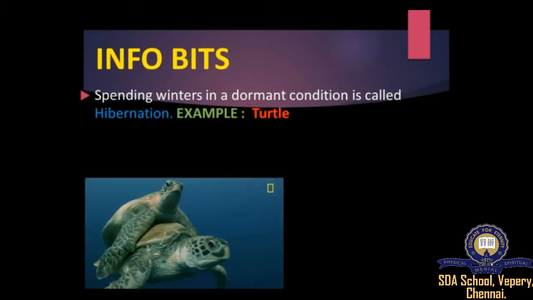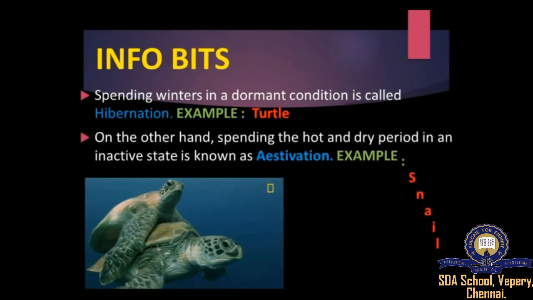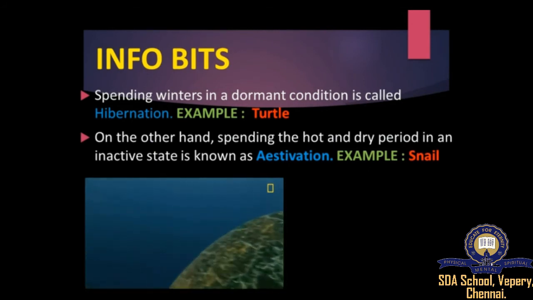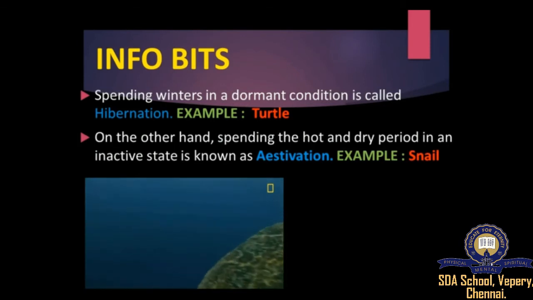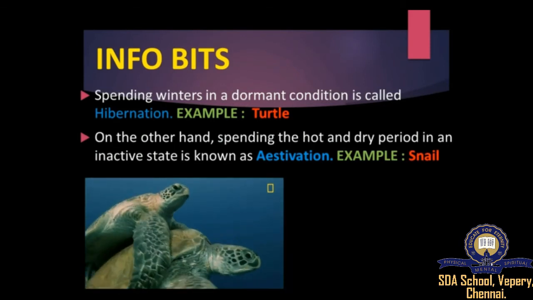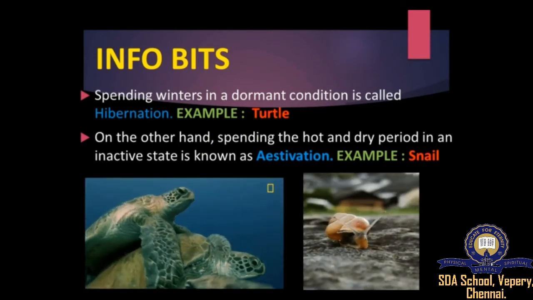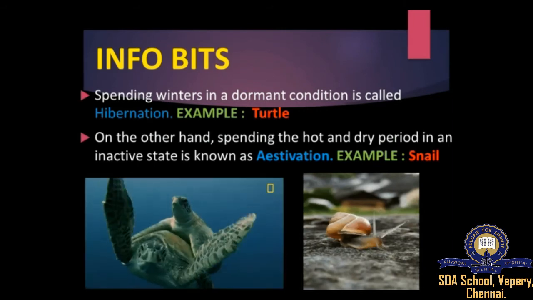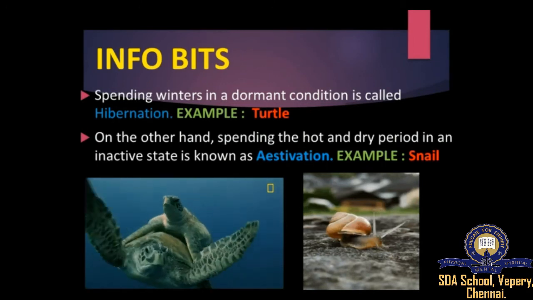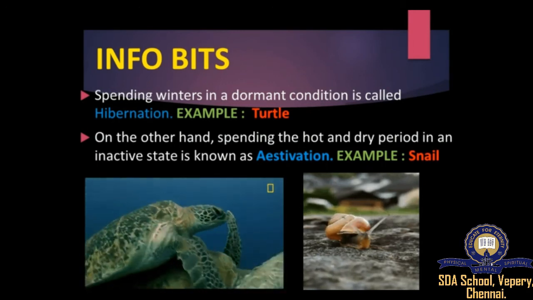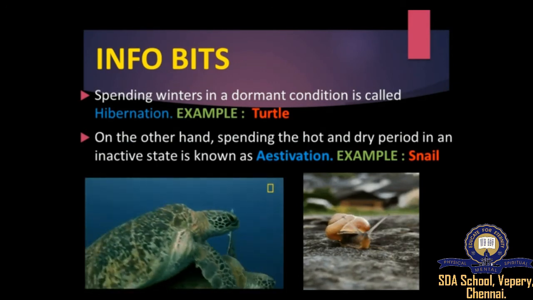Okay, and the second one is, on the other hand, spending the hot and dry period in an inactive state is called estivation. Okay, so what is estivation? Spending the hot and dry period in an inactive state is called estivation. And for example, snail. Okay, so in info bits we have learnt about two processes, that is hibernation and estivation. Spending winters in a dormant condition is called hibernation, and spending the hot and dry period in an inactive state is called estivation.